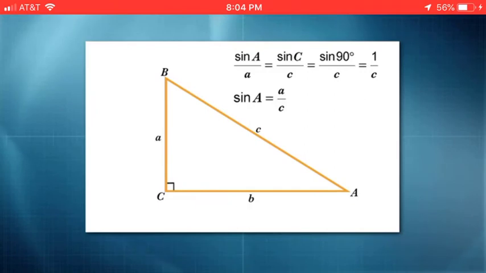Let's look at the picture again. Sine A equals A over C. Wow, that's the original definition of the sine function, opposite over hypotenuse. So sure, you can use the law of sines on a right triangle, but you could also use basic trigonometry on a right triangle. It might be a little bit easier.